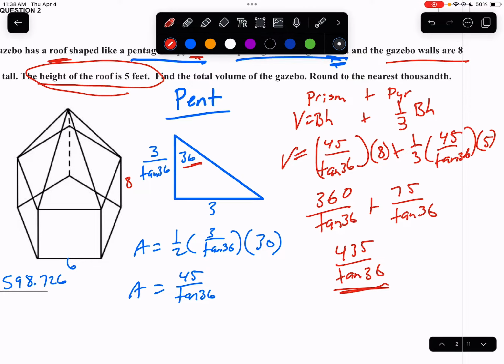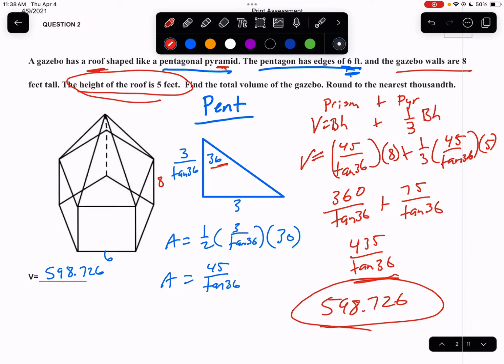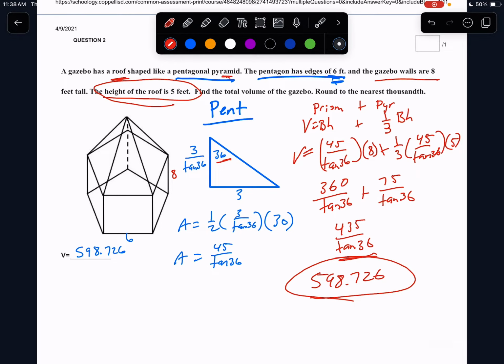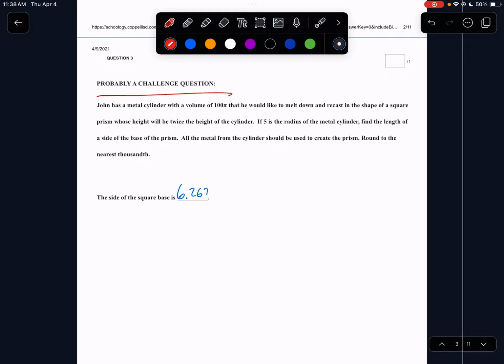Okay. And that gets you 598.726. Boom. And that's our answer. Okay. Hopefully, I do better going forward. Sorry about those 45s. Sorry about that 35. Sorry. Moving on. Probably a challenge. I don't know. Probably. What do we got going on here?